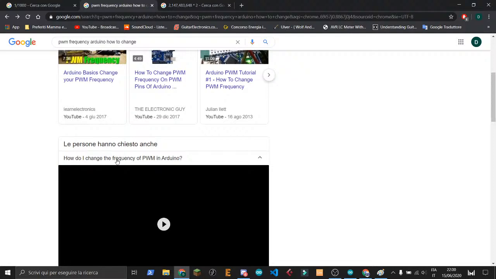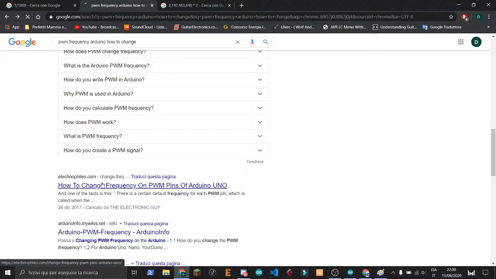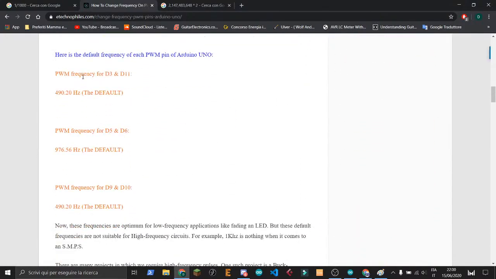Let me change the frequency on PWM pins, because I don't remember anything. Okay, here's the default frequency for D5 and D6. Okay, I was wrong. I should be using D5 and D6 actually, so I shouldn't be using D9. Okay, let me close the window because actually.